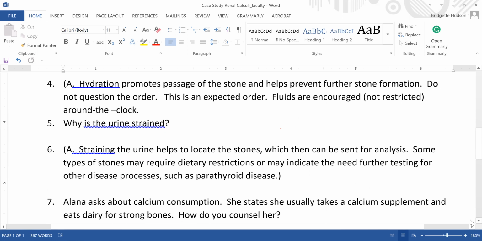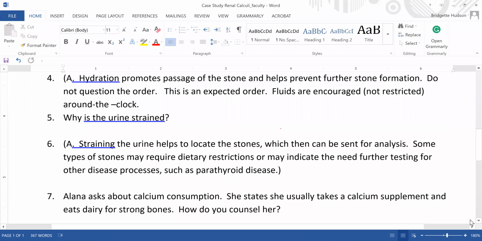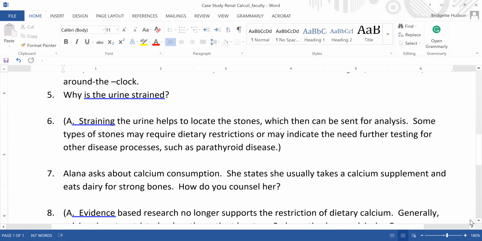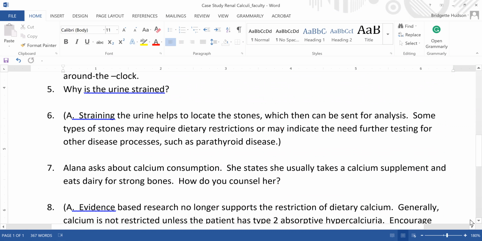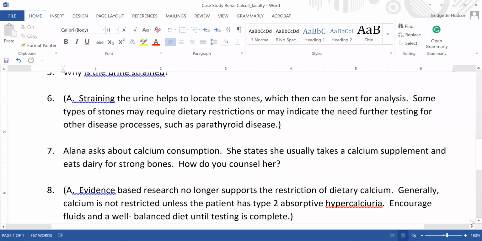She asked about calcium consumption. She takes a calcium supplement and she eats dairy for strong bones. So what should we tell her? Evidence-based research no longer supports the restriction of dietary calcium, but we're going to encourage fluids in a well-balanced diet.